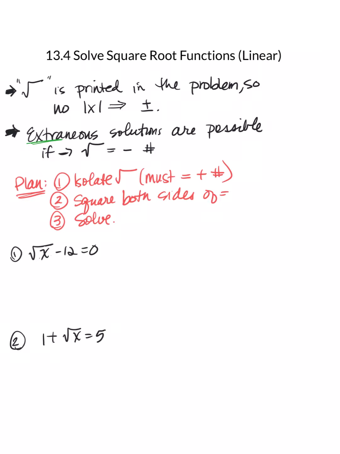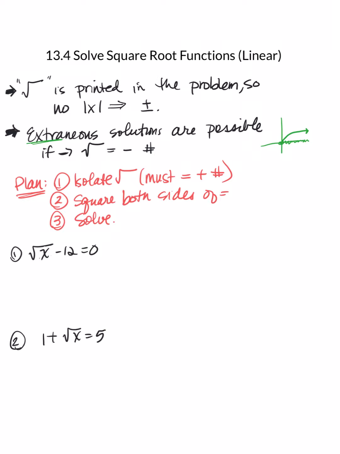And the reason is, if you think back to when we did the parent functions of square roots, remember it looked like this? And whatever x value you plug in, it gave us a positive y value, right? There were no negative y values. So it can't equal a negative number. So any negative number scenario like this, where you have a square root equal to negative, is an extraneous solution.